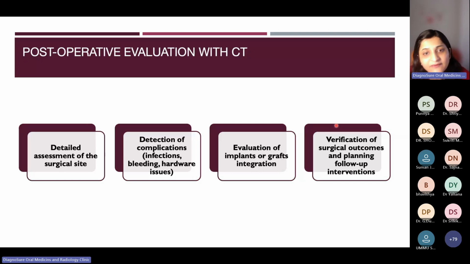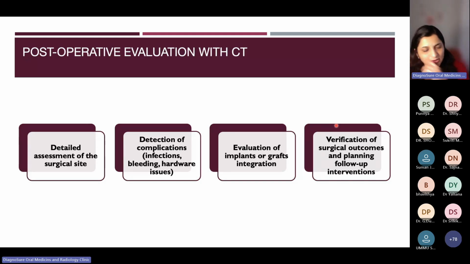Also, we can determine whether the location of the implant that we have placed is correct, or whether it is in the sinus or impinging onto the inferior alveolar nerve canal. CT can give us the exact evaluation. Also, we can determine whether there is any failure of the implant, or what is the cause of implant failure, with post-operative CT.